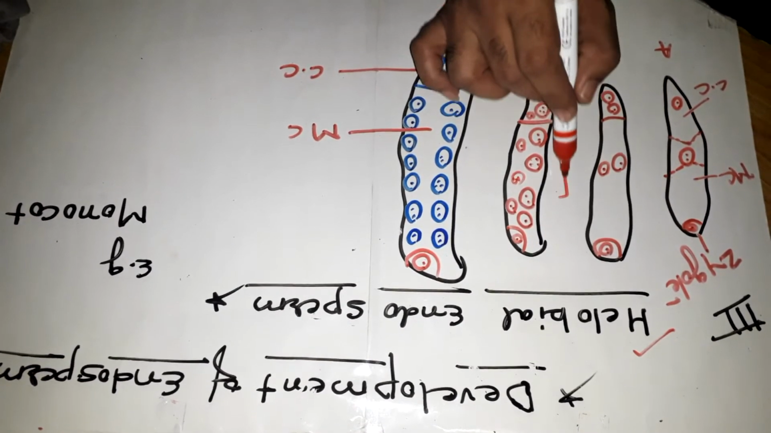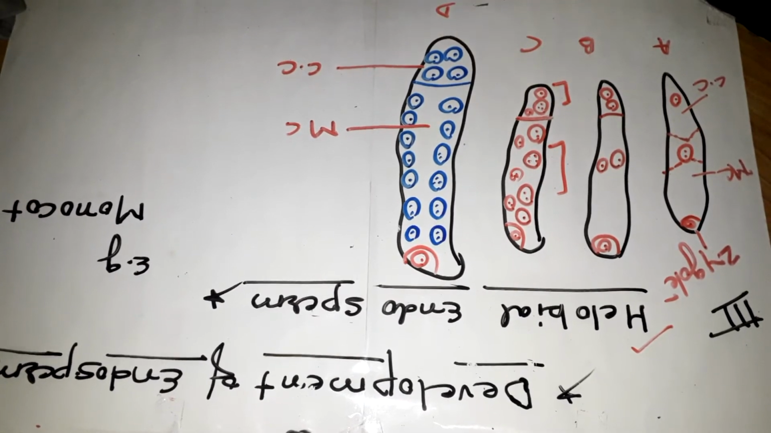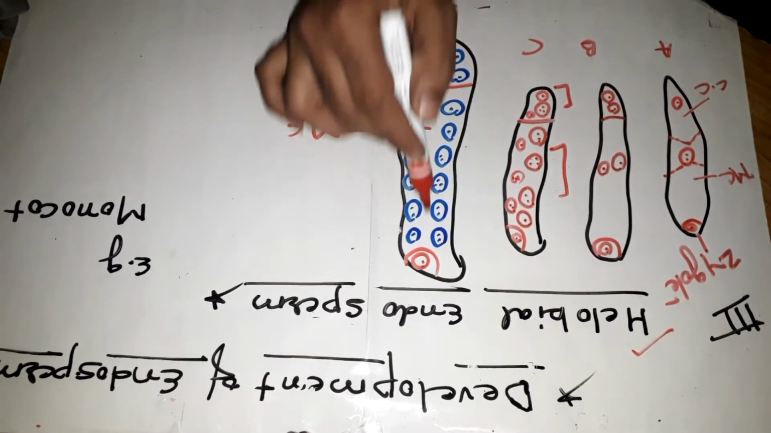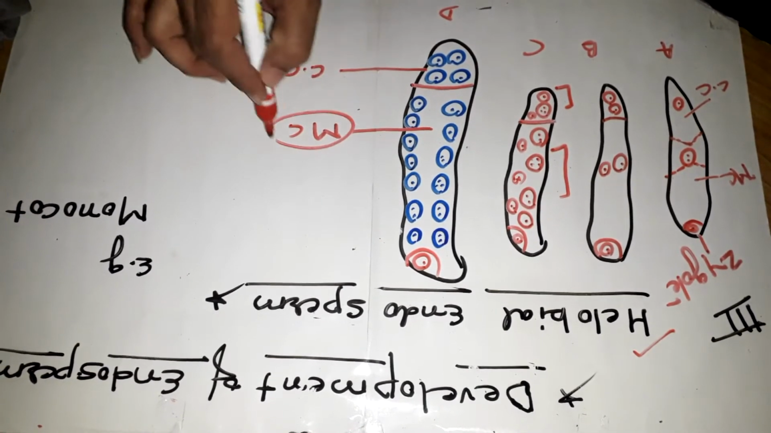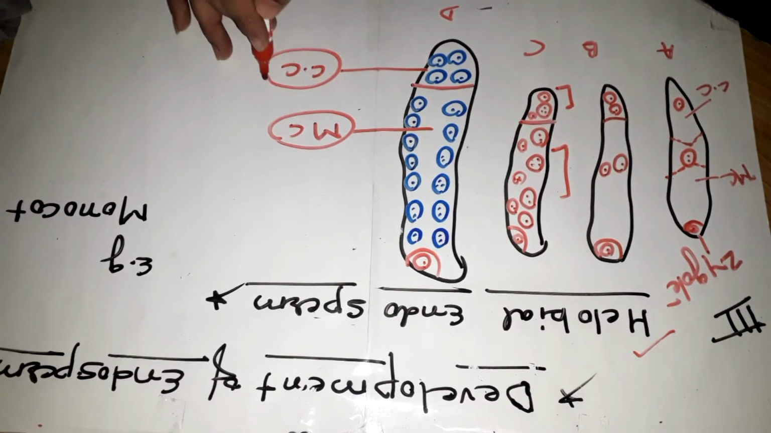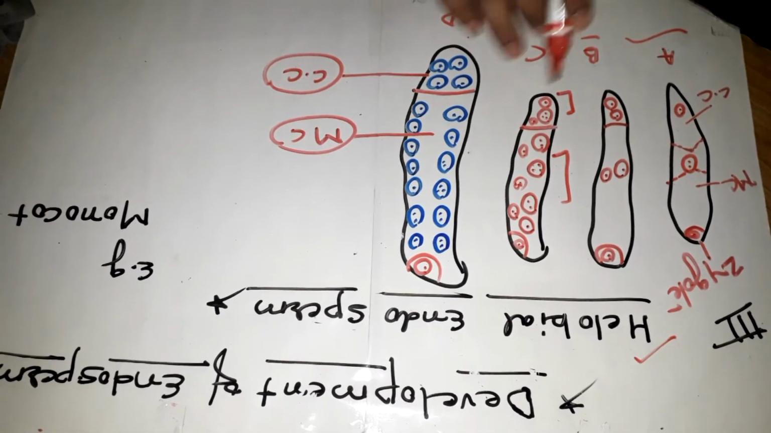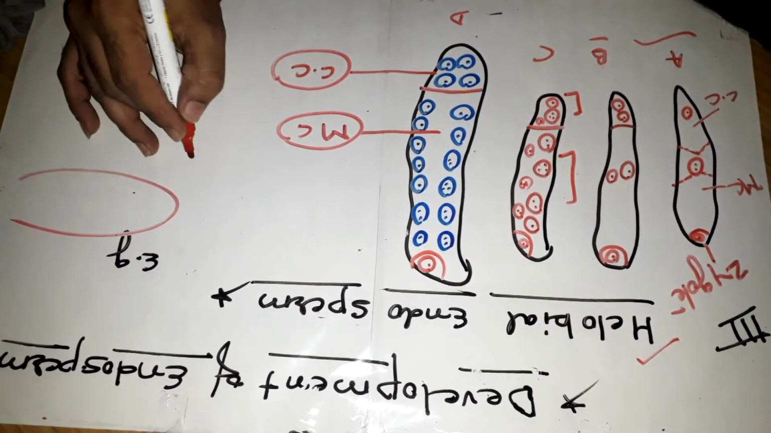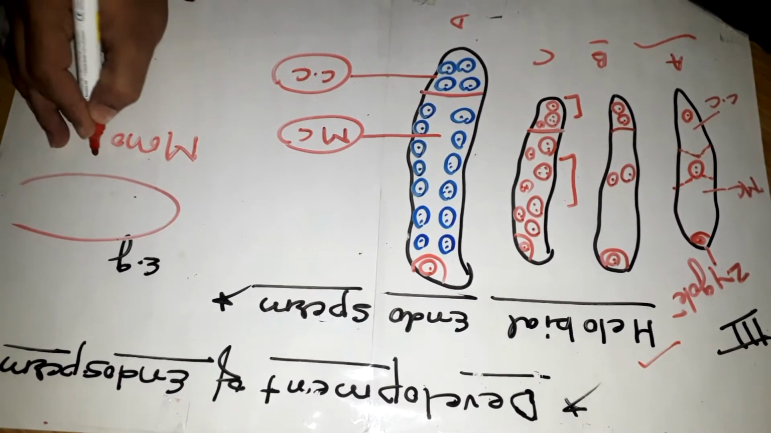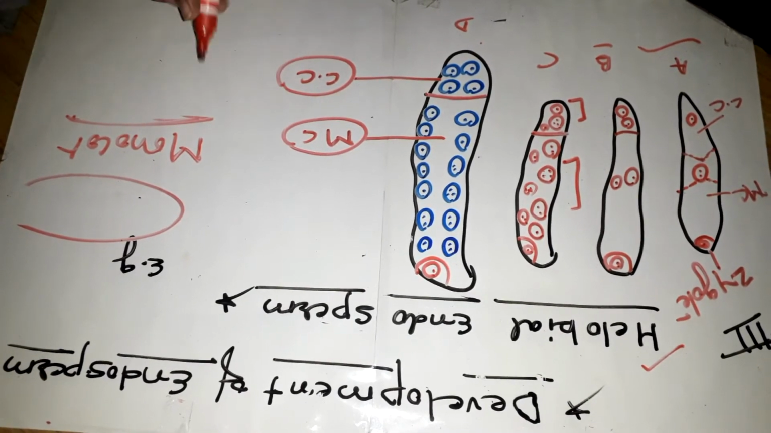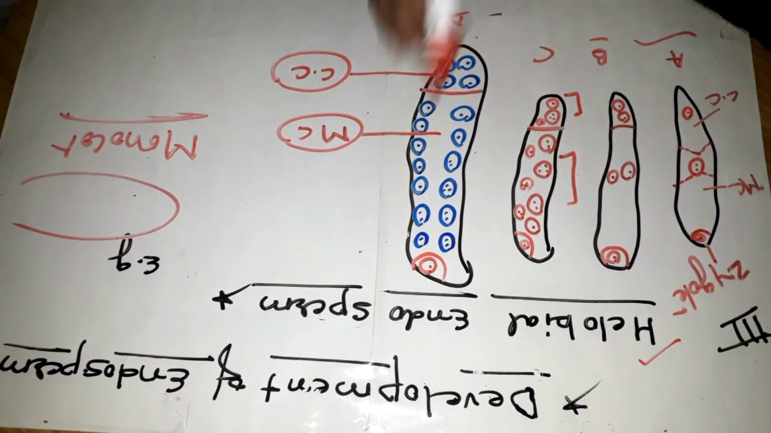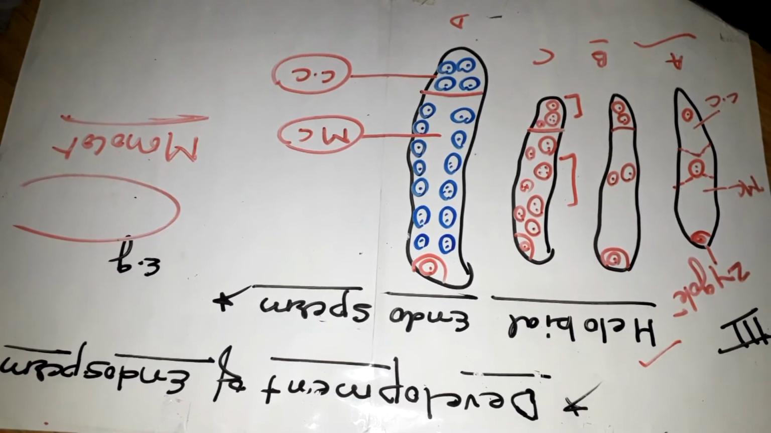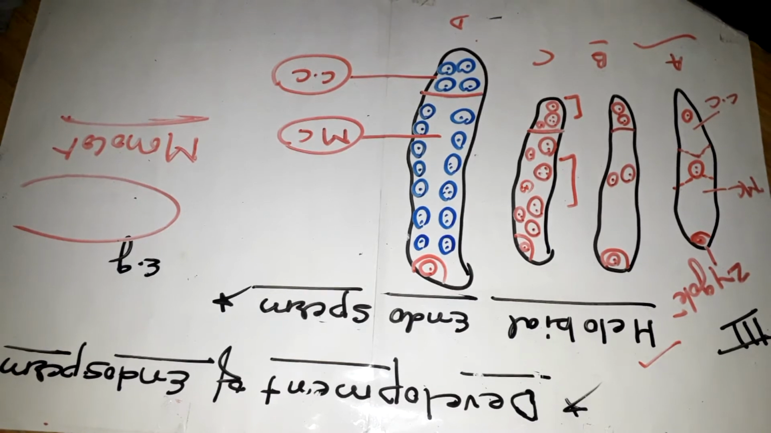So on some side it is the nuclear type and on the remaining side it is the cellular type of endosperm development. There are many nuclei formed at the micropylar end, and cell wall formation at the remaining chalazal end. So it is called helobial type of endosperm development. Most monocots possess the helobial type of endosperm. So there are three types of endosperm in angiosperm plants: first is nuclear, second is cellular, and third is helobial.